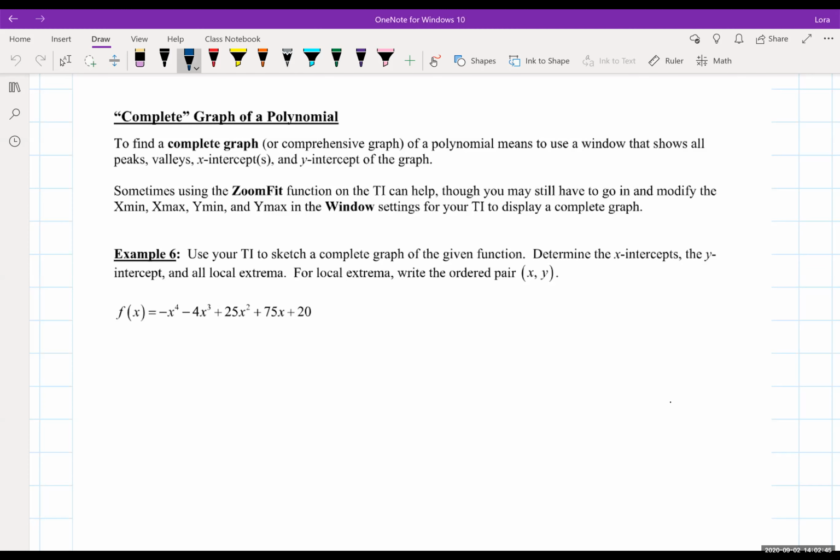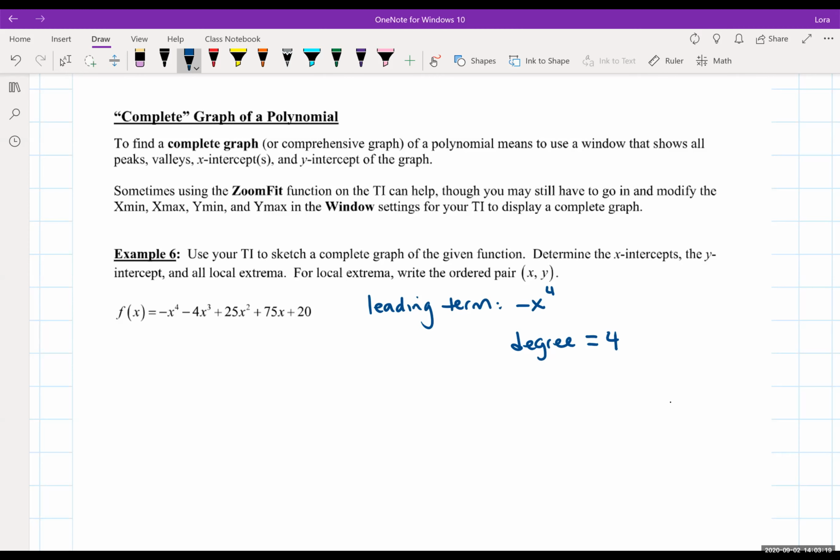So for f of x equals negative x to the fourth minus 4x cubed plus 25x squared plus 75x plus 20, we're noticing that it's already in descending order. So I'm going to look at my leading term, which is negative x to the fourth. And from my leading term, I will get the idea of the degree. And we notice the highest power of x, the degree will be 4.